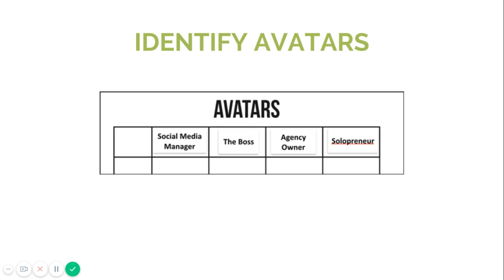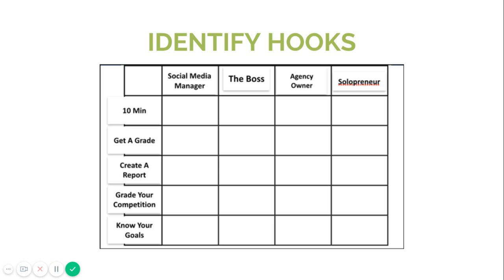So the first step is to identify the avatars that you put on the top of the spreadsheet in the columns. Each column is going to be designated to a different avatar. Here's an example: social media manager, the boss, agency owner, solopreneur. These are 4 different separate avatars of business owners that we're targeting. Then you identify the hooks. So on the left-hand side in all the rows, you put a different hook.